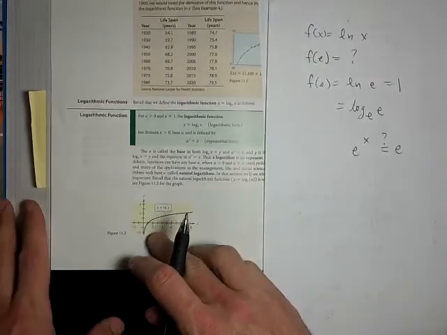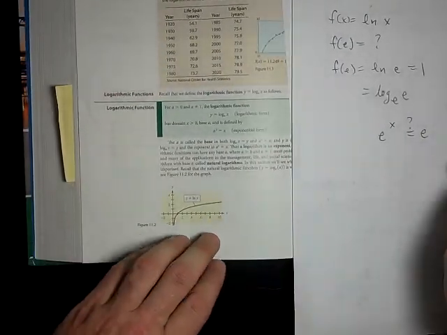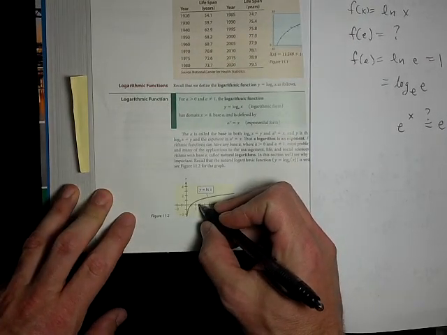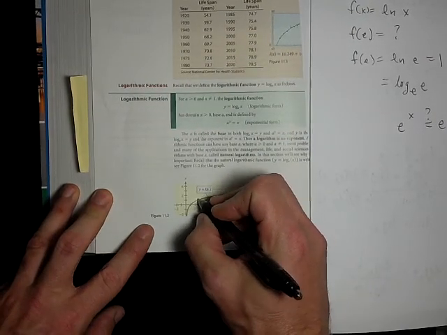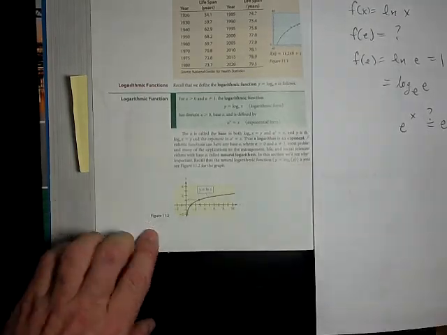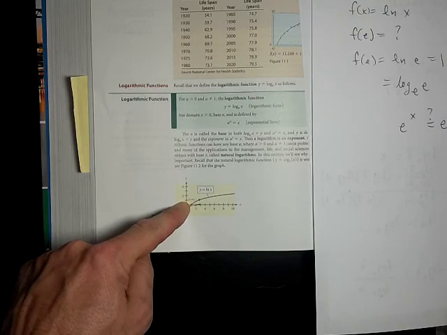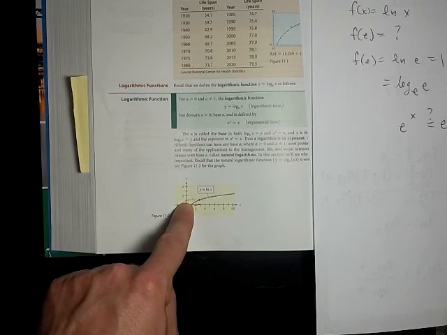Well, let's look at the graph here. Remember, e is 2.7 something, so let's look. Right at 2.7 is about right here, and go up to the curve, and you will see that that corresponds to a y value of 1. And that makes sense.